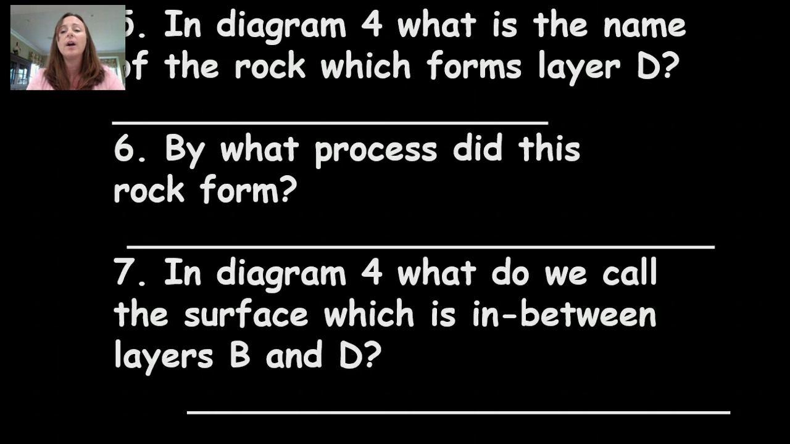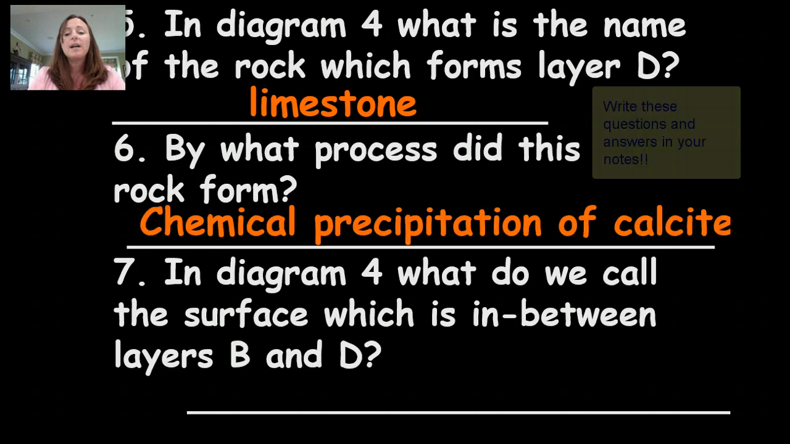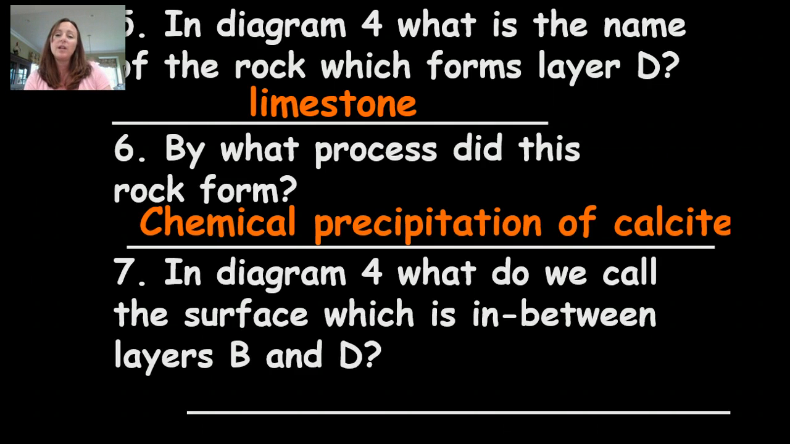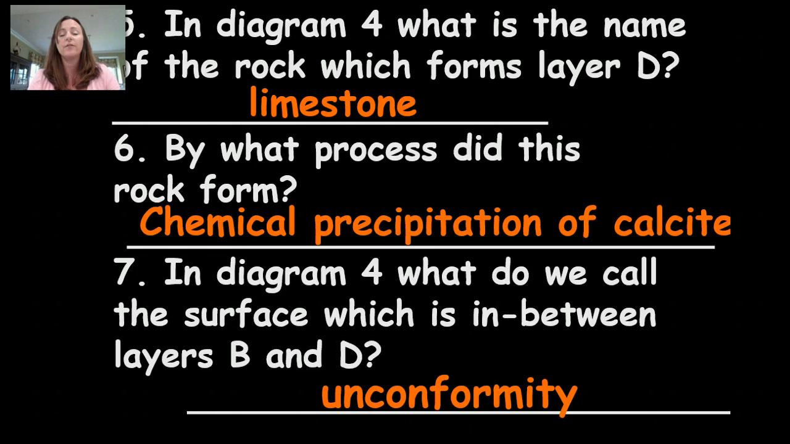In diagram 4, what is the name of the rock which forms layer D? Limestone. That is also something that you can use your reference table for. By what process did this form? From chemical precipitation of calcite. Again, you are not required to memorize that, but if you go to your reference table sedimentary rock chart, you will look for limestone and see that it was formed from this chemical precipitation of calcite. It's directly from the reference table. In diagram 4, what do we call the surface in between layers B and D? An erosional surface, or an unconformity.